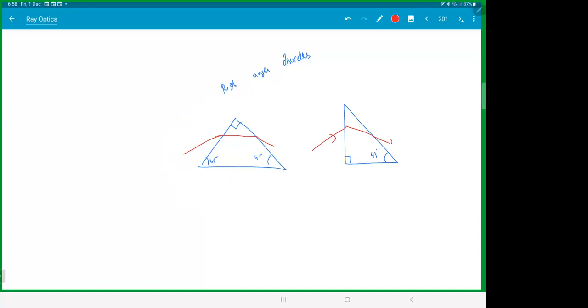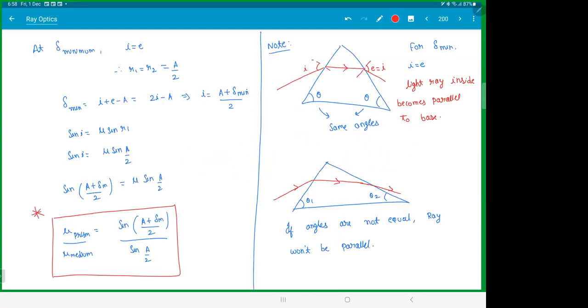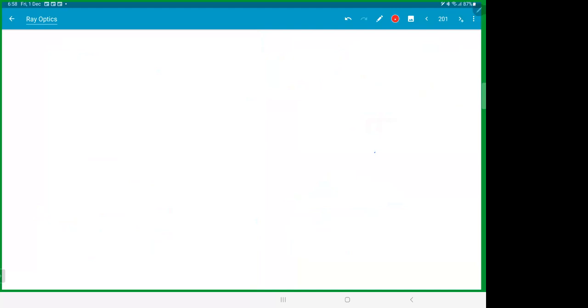Make sense? So be careful. That way, the light ray will not be parallel just because there's a minimum deviation. You have to satisfy the condition that both the angles are equal. Do have a look at this page. So I'll just write this example.